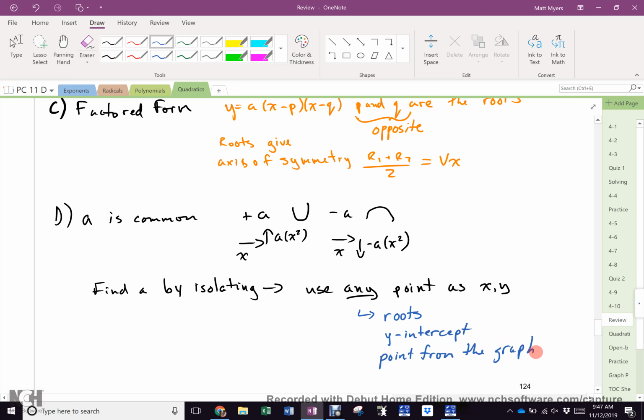The other thing you can do to find A is you can count on the graph. If you're at 2, 7 as a vertex, and the next point you see on the graph is 6, negative 9, what's the A?